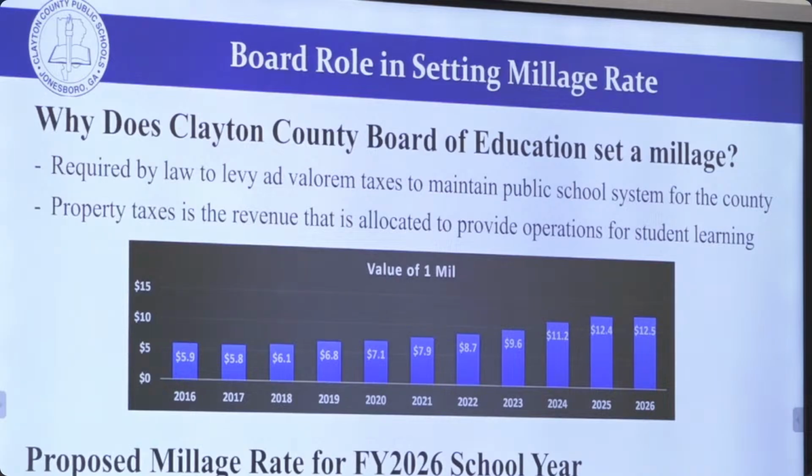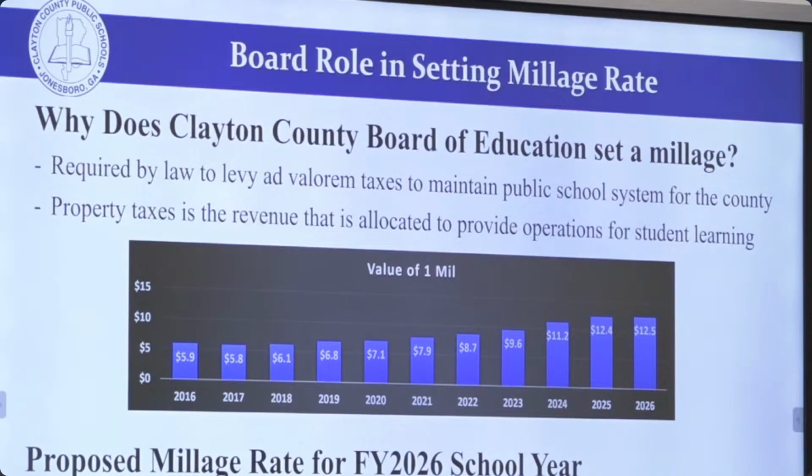So the board has a role in setting the millage rate. It's required by law for them to levy an ad valorem tax, which is the property tax, to maintain the public school system for the county. This revenue is allocated to provide operations for the student learning.